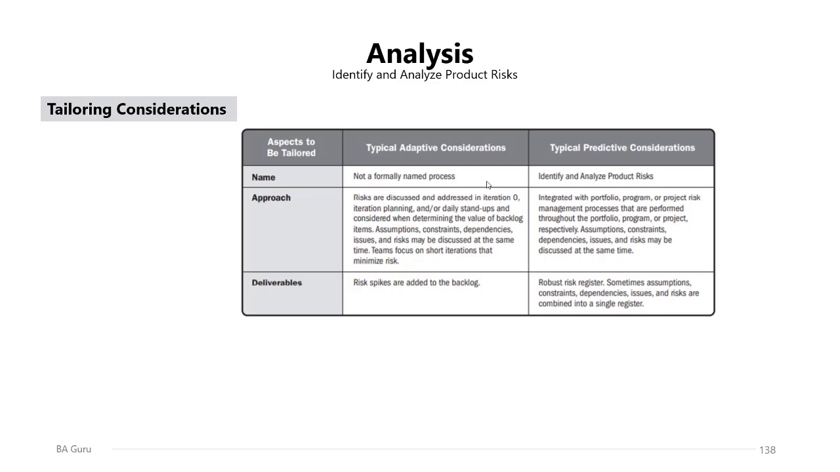For the predictive considerations, it is known as the identify and analyze product risks, integrated with the portfolio, program, or project risk management processes that are performed throughout the portfolio, program, or project respectively. Assumptions, constraints, dependencies, issues, and risks may be discussed at the same time, and the deliverable in a predictive environment will be a robust risk register. Sometimes assumptions, constraints, dependencies, issues, and risks are combined into a single register.